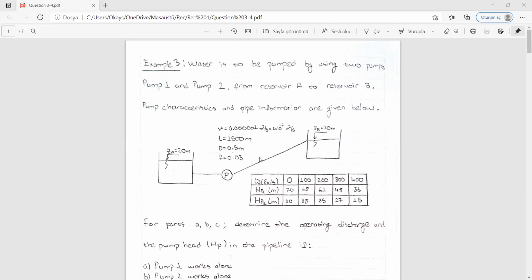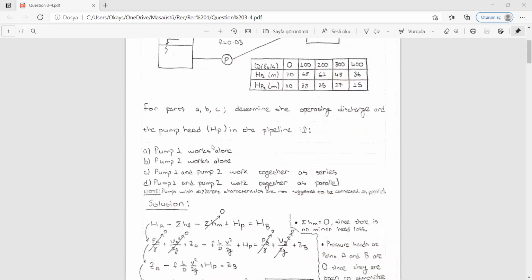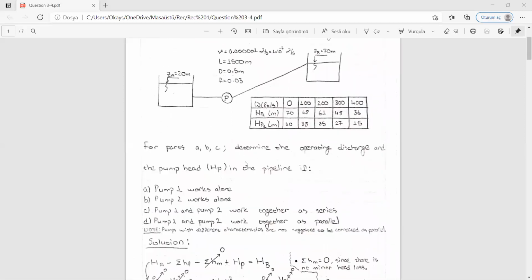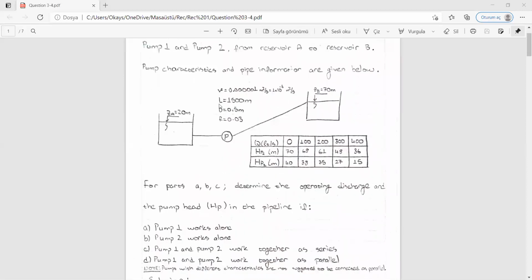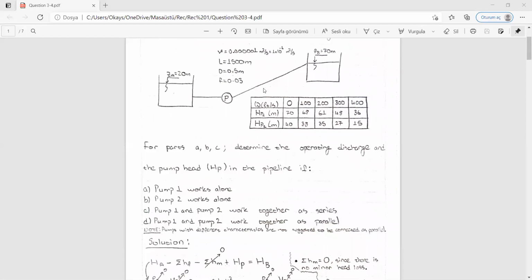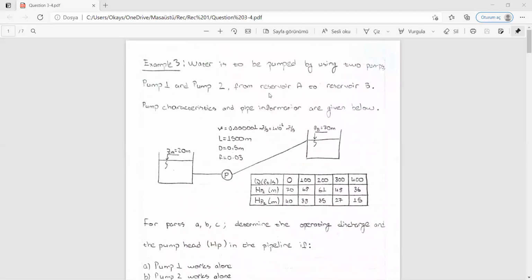So let's start with pump 1, part A. So we will make pump 1 work alone. As I said, first of all, we need to write the energy equation between point A and point B. So total head at point A minus the head losses, major and minor, plus the pump head will be equal to total head at point B. In this question, I forgot to write here.